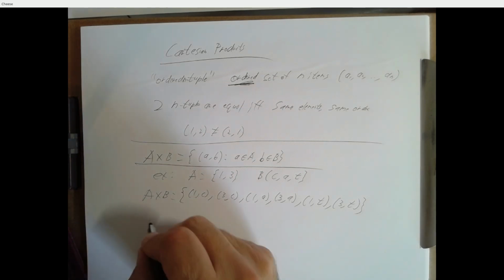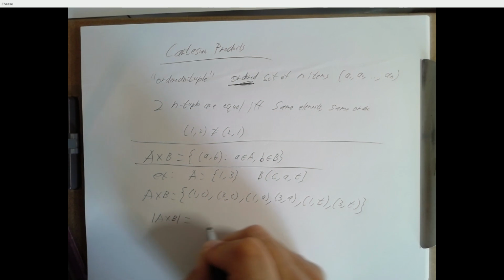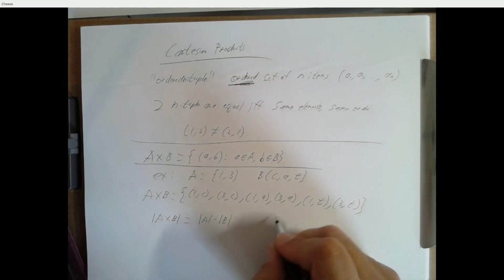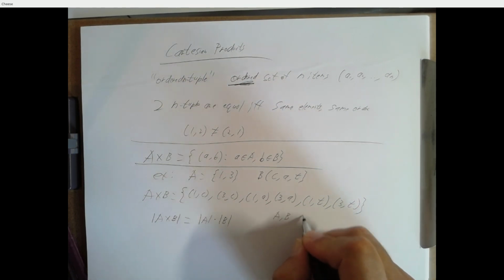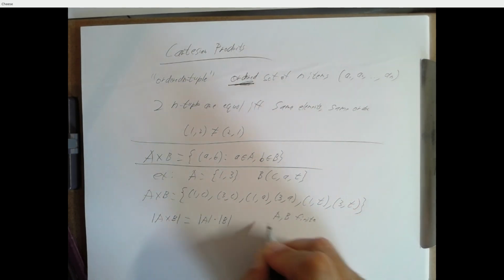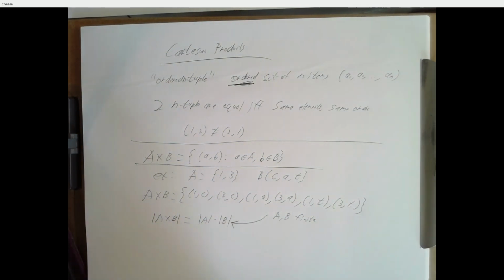And you may notice here that the cardinality of A Cartesian product B is exactly the same as the cardinality of A multiplied by the cardinality of B. And again, this is assuming that A and B are finite. So infinite sets, we can still take the Cartesian product, but this nice rule doesn't apply.